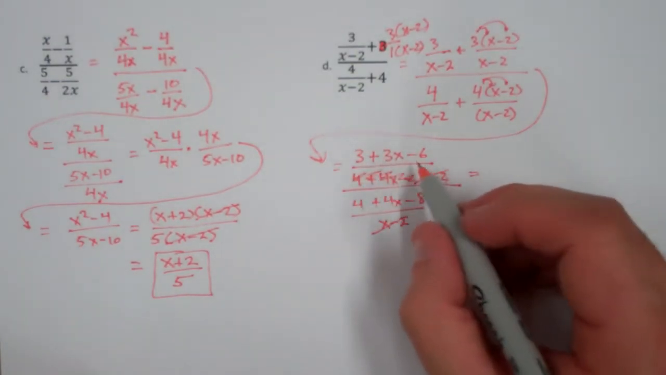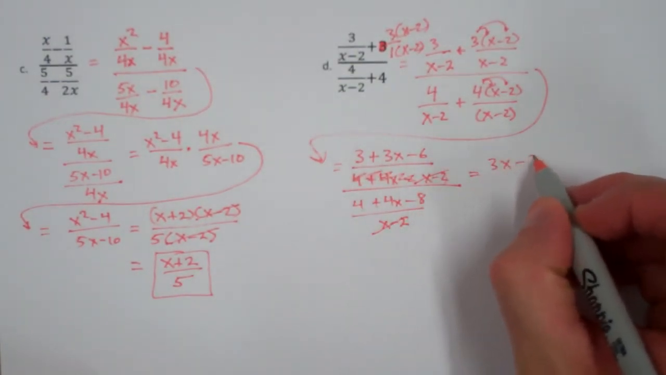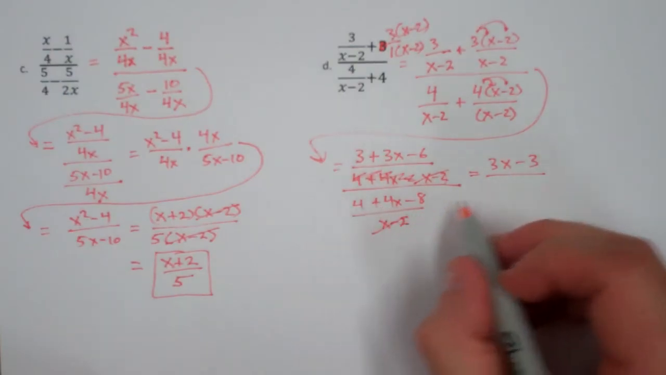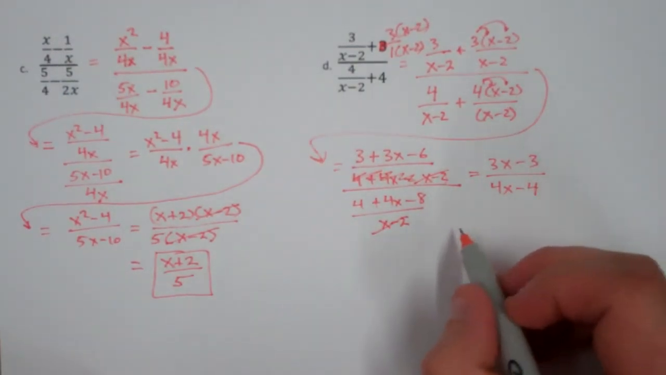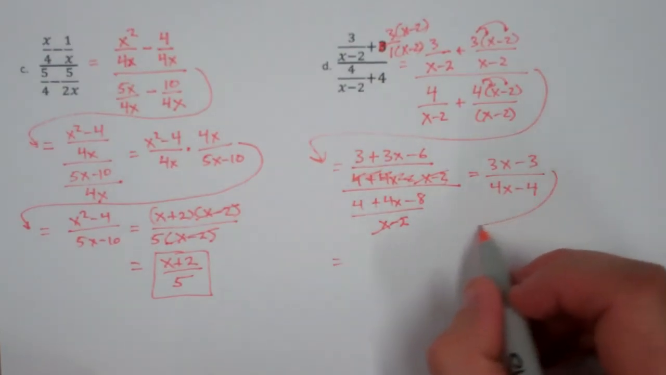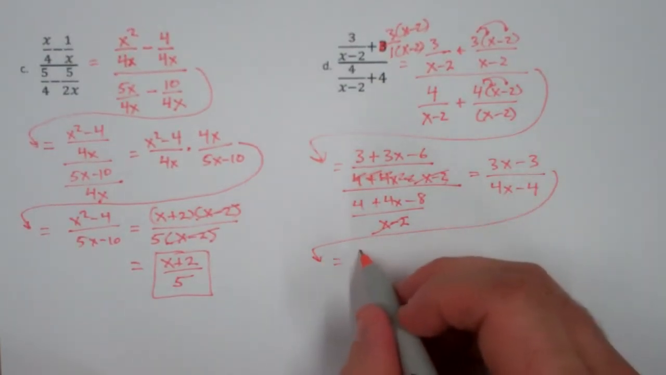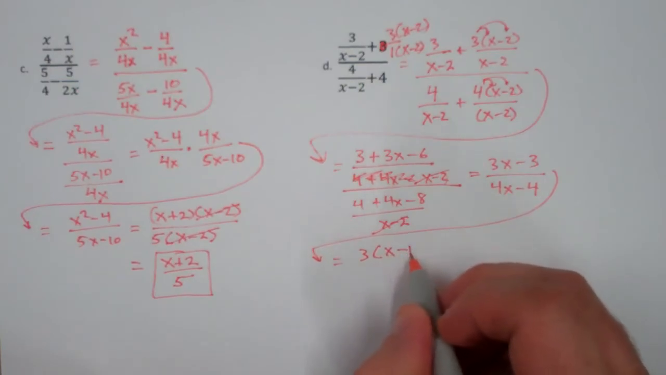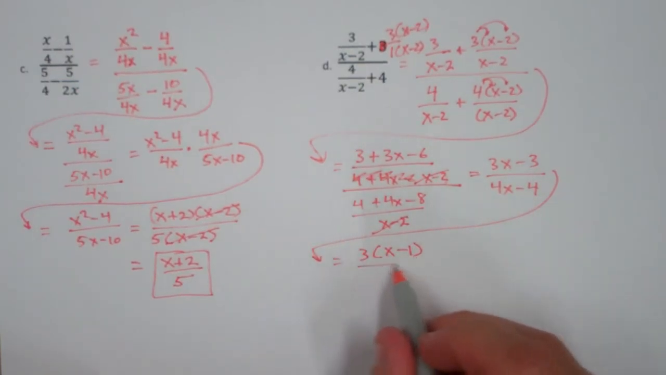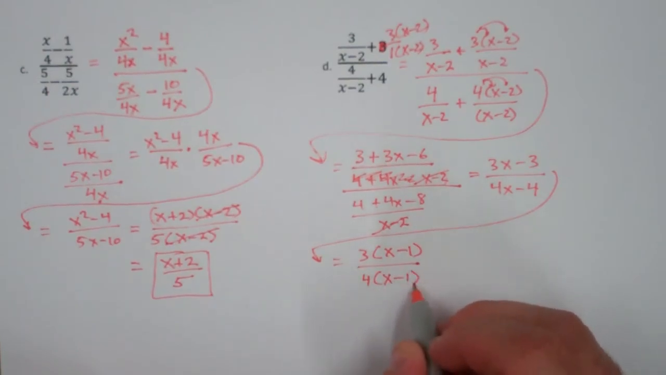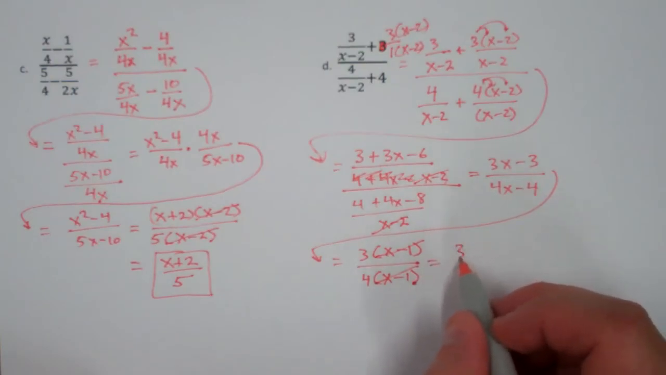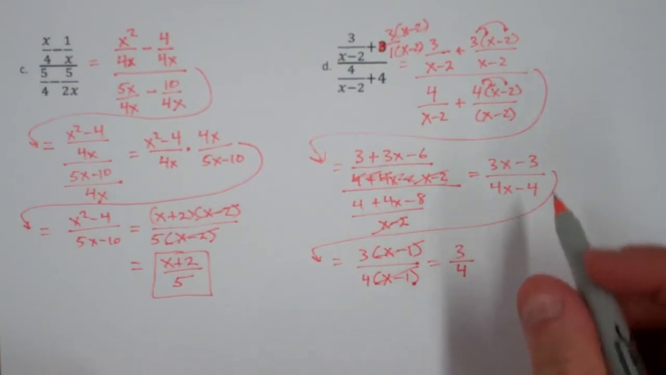We'll do 3 minus 6, so that's negative 3. And then we'll do 4x here, and then that's going to be minus 4. We need also now to try to factor this, and we can factor the numerator. I think that's going to be 3 times (x minus 1). And then the denominator will be 4 times (x minus 1). Now the x minus 1's will cancel, and this whole thing is just 3 over 4.